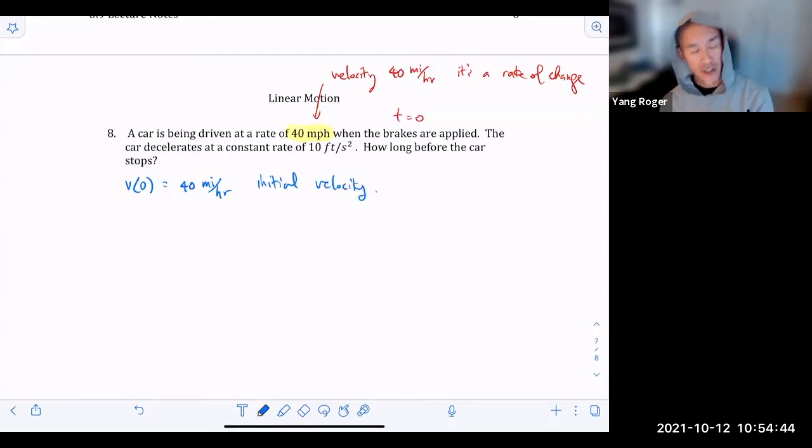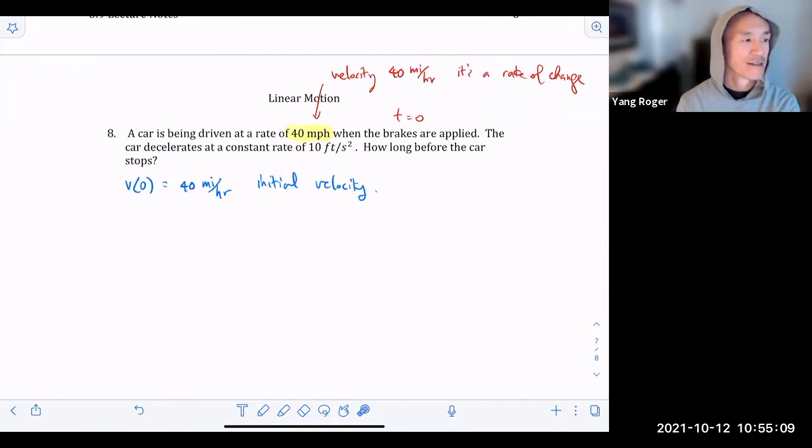Let's read the next line. It says, the car decelerates at a constant rate of 10 feet per second squared. I think we can represent the second sentence with an equation as well. Does someone want to express the second sentence as an equation in the chat box? That would be great. You have to first figure out if it's a position thing, a velocity thing, or an acceleration thing. And then you have to write a little equation there. Anyone have a breakdown for the second sentence?